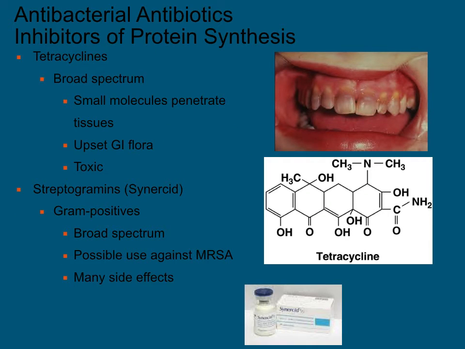Other inhibitors of protein synthesis, we have the tetracyclines and streptogramins. Streptogramins, this is that Synercid I was telling you about earlier. Tetracyclines are very common. Tetracyclines are really inexpensive. They're super cheap to make. They also, the tetracycline molecule is really small in comparison to other drug molecules, so it has really good penetration into deep tissue. One of the problems, however, is tetracycline is extremely broad spectrum. It kills lots of different things, and it can be toxic in long-term and high-level doses.